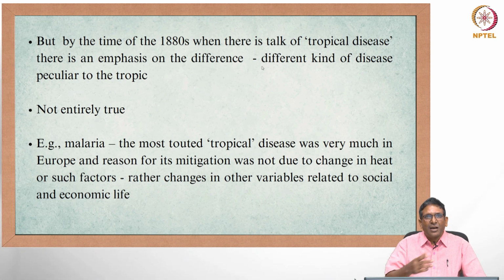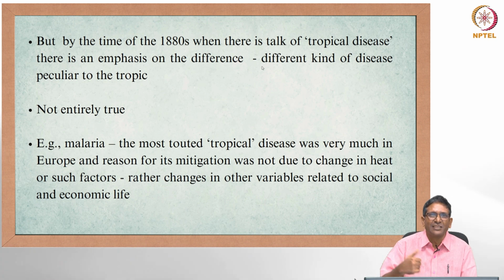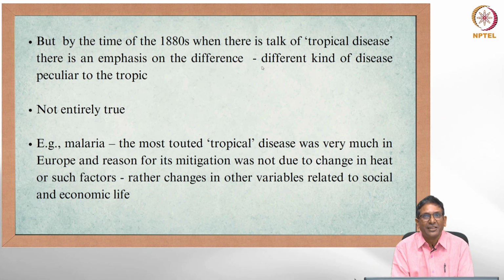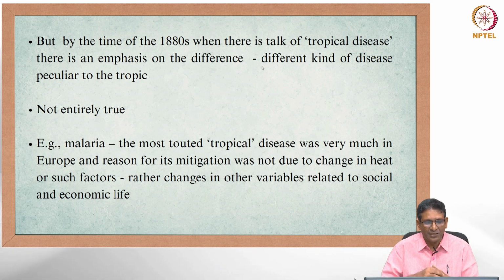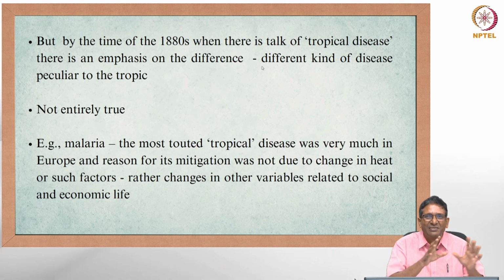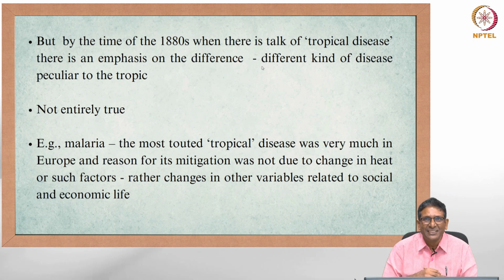But now by the 1880s, when they are talking about tropical disease, there is that emphasis on the difference. So it's a different kind of disease which is very peculiar, idiosyncratic to the tropical areas, which is not actually true. For instance, malaria, which is touted as one of the tropical diseases, was until recently very prominently present in Europe. So it is not a disease which belongs only to, say, the West Indies or South Asia. It was there very much in Europe as well.